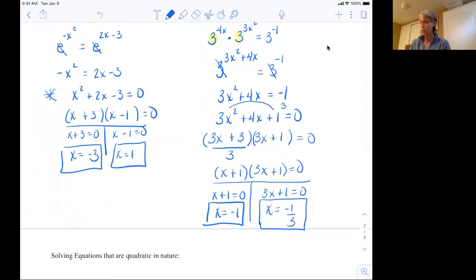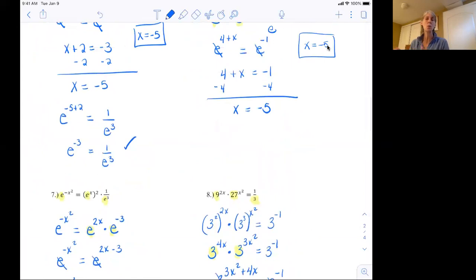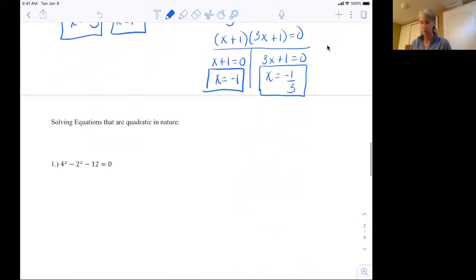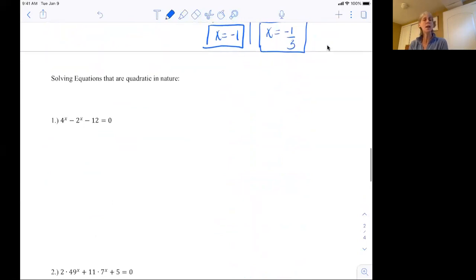All right, so those are equations that you're expected to know already, and we're just doing them again this year so you don't forget how to solve each of those different situations. Now let's look at something a little bit different. We're going to solve equations that are what we call quadratic in nature. Okay, so I'm going to look at a problem first and then kind of help you see what I mean by quadratic in nature. When we look at this problem to solve, 4 raised to the x minus 2 raised to the x minus 12 equals 0.